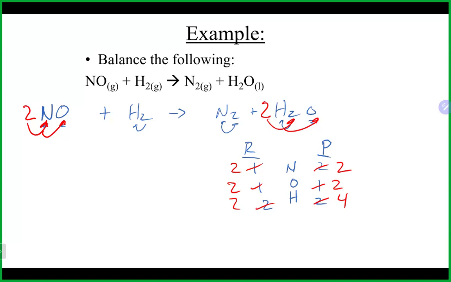And I can easily fix that now by going back to the left-hand side and putting a 2 there. And that's going to give me my 4 hydrogens, 2 oxygens, and 2 nitrogens in this case. So now I do have my balanced equation. Any questions on that there?